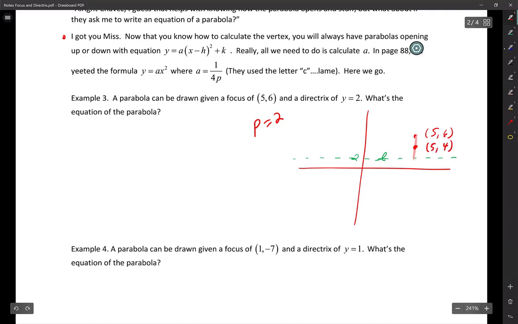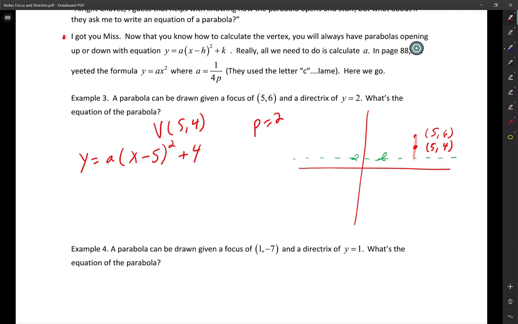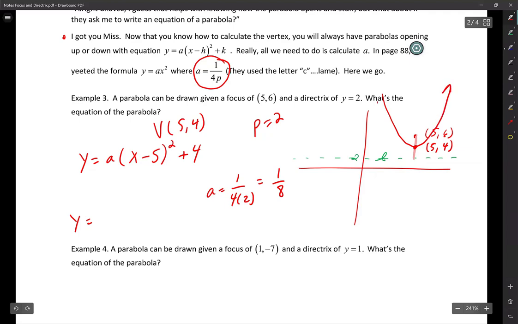5, 4. Now that you know that the vertex, I'm going to call it V, is at 5, 4, I can write this. y equals a, parentheses, x minus 5, close it, squared, plus 4. That's just the equation in vertex form. All we are missing is the a. They gave me a nice little formula: a equals 1 over 4p. Do I have a p-value? There it is. So a equals 1 over 4 times 2, so I get 1/8. It opens upwards, so I don't have to put a negative or anything. I'm going to write y equals 1/8 (x minus 5) squared plus 4.